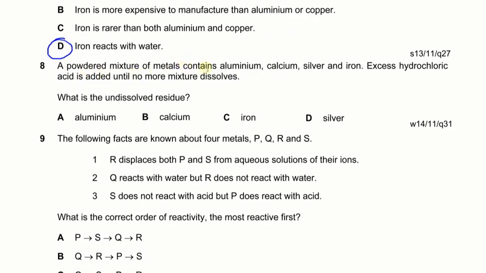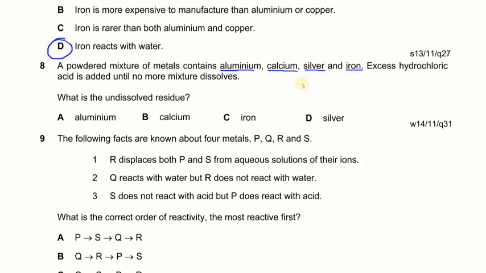A powder mixture of metals contains aluminium, calcium, silver, and iron. Excess HCl is added until no further mixture dissolves. What is the undissolved residue? So we have the aluminium, the calcium, the silver, and the iron.